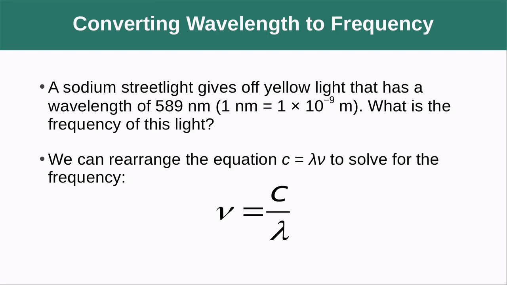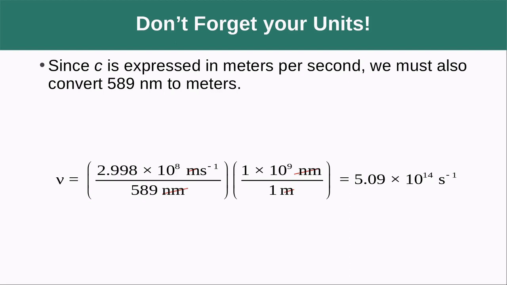So we rearranged the equation we had before to see that the frequency is going to be equal to the speed of light divided by the wavelength. We know the speed of light. That's that 2.998 number. We have the wavelength in 589 nanometers. We do have our speed of light in units of meters per second, and we have this in nanometers. So we're going to have to make a conversion here. We need this to be in meters. So we make our conversion here, and we wind up getting 5.09 times 10 to the 14th reciprocal seconds.